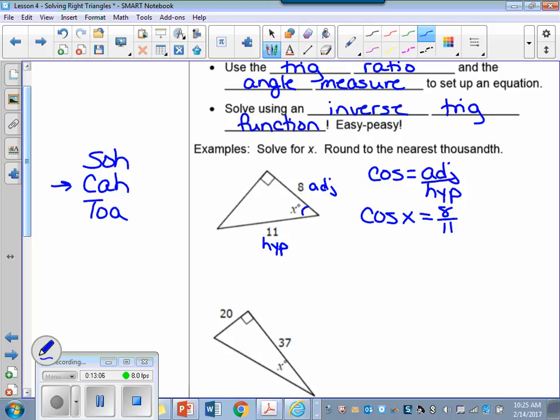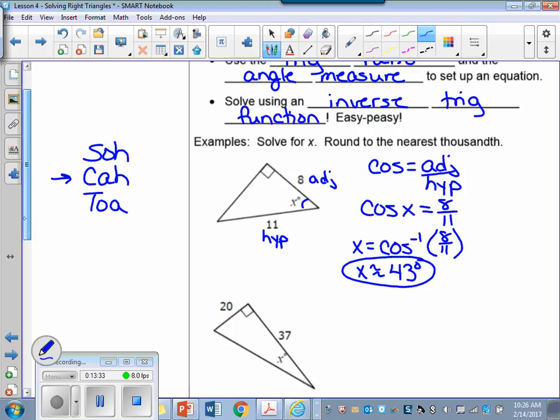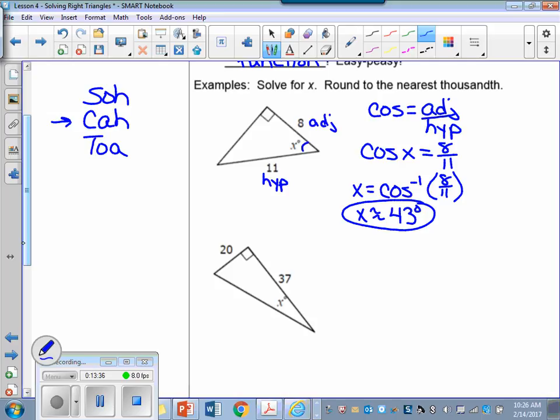Now, we learned earlier in these notes that to find the angle measure, we need to use the inverse of the trig function. So x will be the inverse of cosine 8/11. So second cosine on my calculator, 8 divided by 11, and x is approximately 43 degrees. Oh, I asked you to round to the nearest thousandth. I need to redo that. So 43.342 degrees.